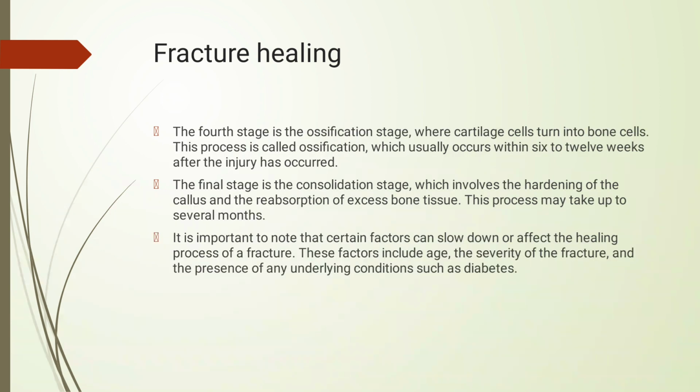Then the fourth stage is the ossification stage. Here the cartilage cells will turn to bone cells. This process is called ossification. It usually occurs within 6 to 12 weeks after the injury has occurred. Then the final stage is the consolidation stage, which involves the hardening of callus and the reabsorption of the excess bone tissue. This process may take up to several months.